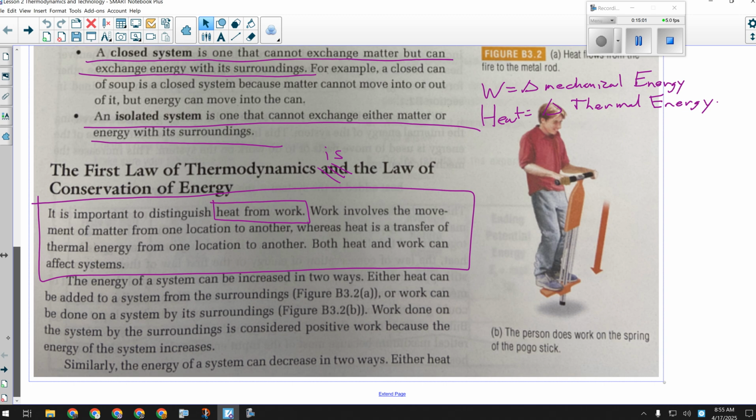I'm not creating energy, I'm not destroying it, it's just going from one place to another, hot to cold. Okay? The other way is I can do work on it. I give it a push. I exert a force on it and it starts to move. It wasn't moving before. It gained some mechanical energy from me giving it a push.